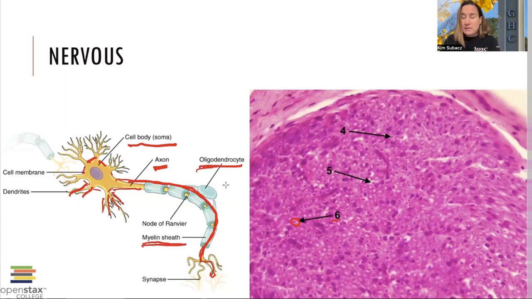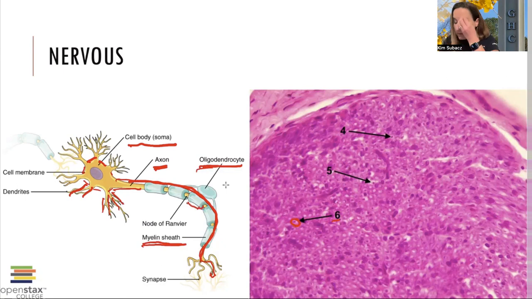But they basically are doing the same thing. They're releasing this protein called myelin, and it wraps around and around and around, kind of like a snail shell. This is myelin as it wraps around, and there is connective tissue around that, and it is going to be endoneurium. So all of this around this one individual nerve is endoneurium.